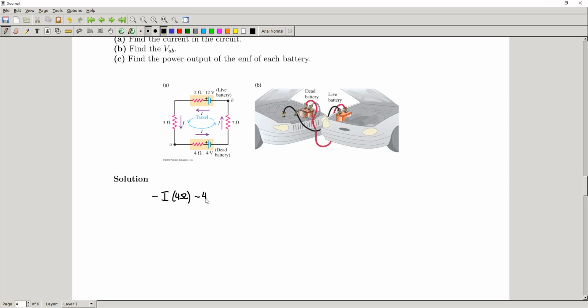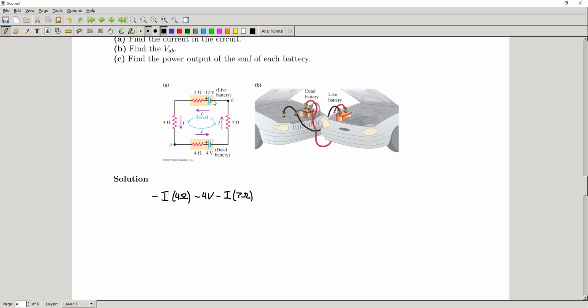This is going to be minus 4 volts. We then continue along the loop. We're going in the direction of the current across a resistor again, so we're going to pick up minus I times our resistance, 7 ohms. We're then going to continue up. We hit B. Nothing special happens at B.